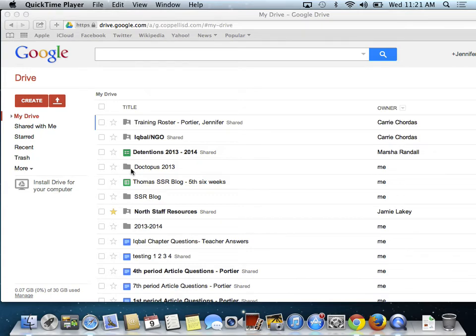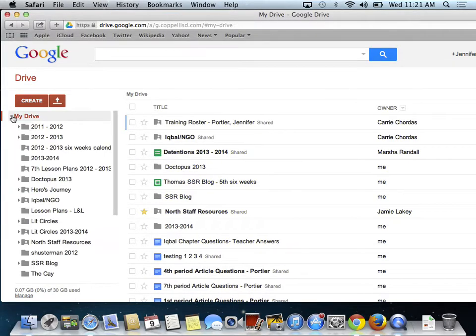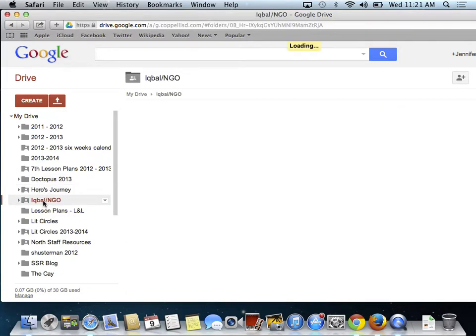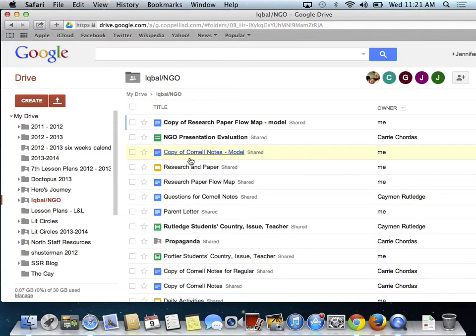Steps for making your flow map. This is going to be a document that I'm sharing with you, and I'll do that today so that you have access to it. But the paper is going to be a flow map, and so I've made that for you, and it will look like this.